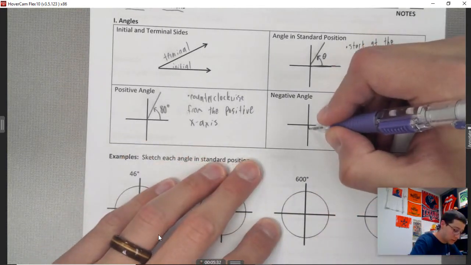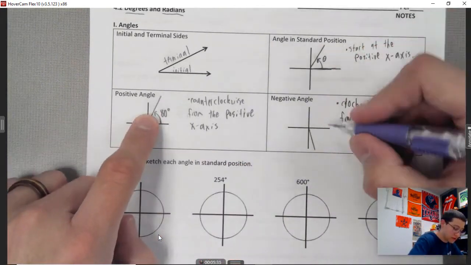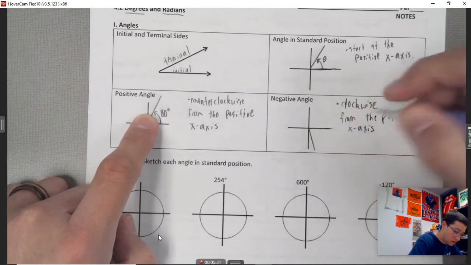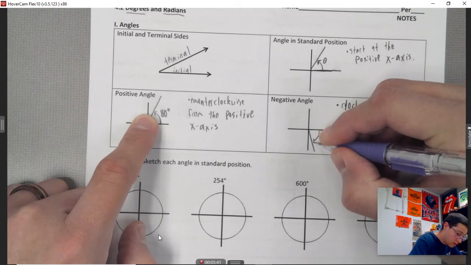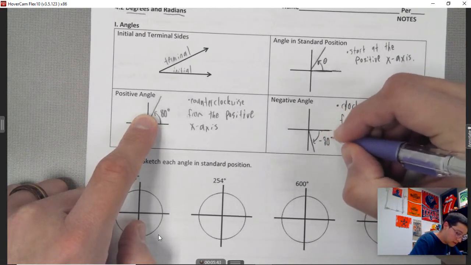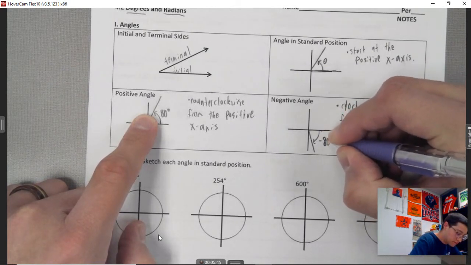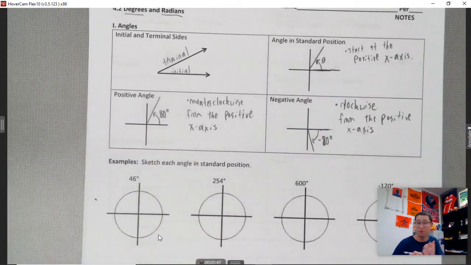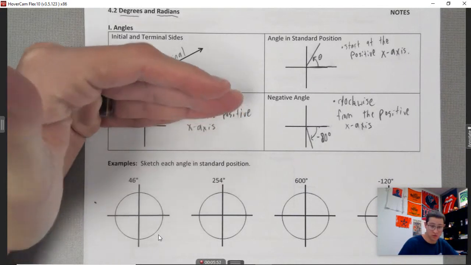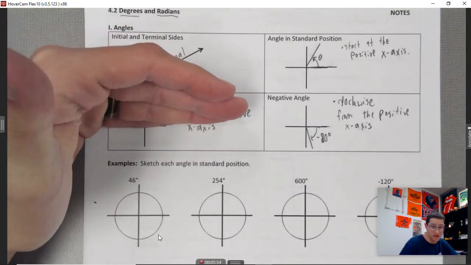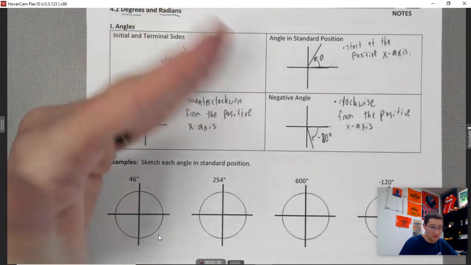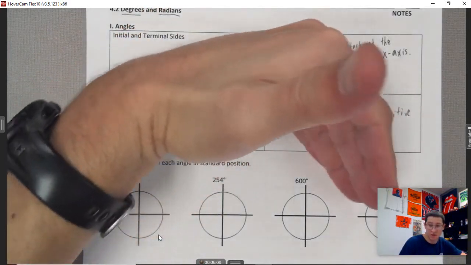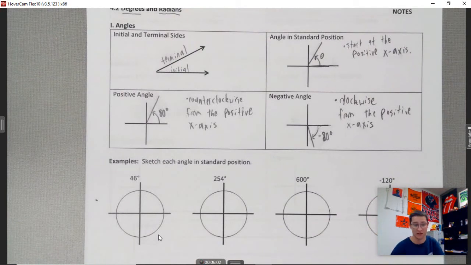So an example would be something like this. If I was starting here and I'm opening this way, let's say that that's, I don't know, negative 80 degrees. Okay, so that would be an example of a negative angle. Again, it depends on where I'm starting. I'm always going to start at that positive x-axis. If I'm opening up counterclockwise, that's 80 degrees. But if I open down, that is going to be negative 80 degrees.